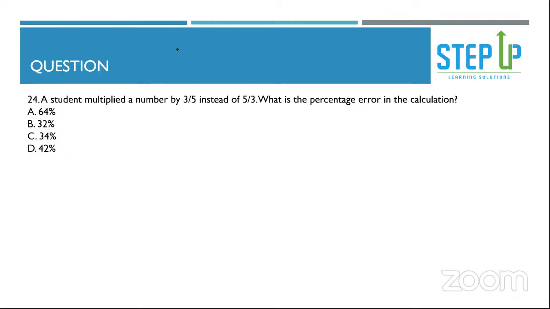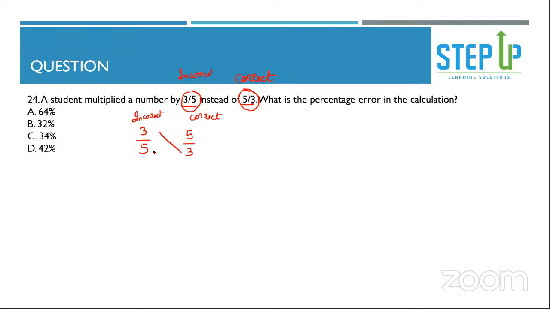A student multiplied a number by 3 by 5 instead of 5 by 3. He was supposed to multiply by 5 by 3. 5 by 3 is correct. But he multiplied by what? By 3 by 5. Incorrect. Okay, I'll tell you the easier way to solve this question. 3 by 5, 5 by 3, right? This is incorrect and this is correct.